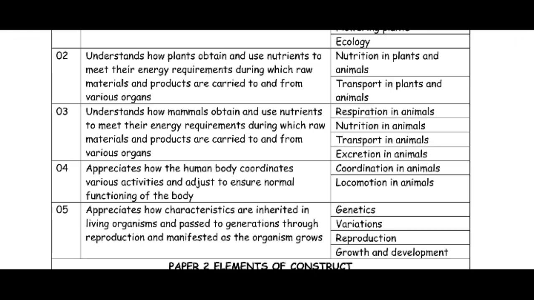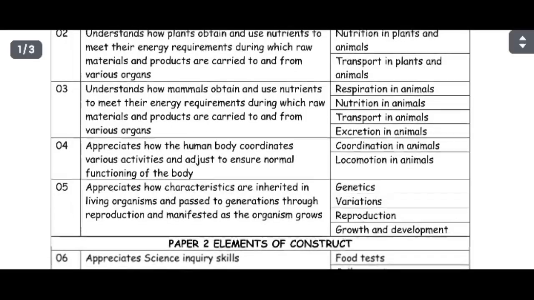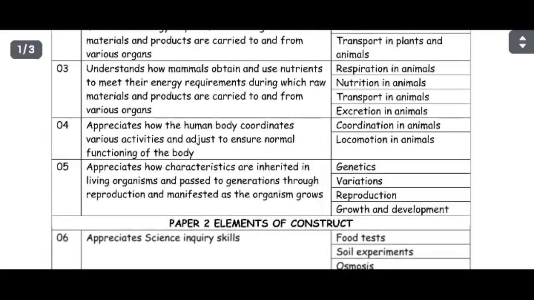A learner understands how plants obtain and use nutrients to meet their energy requirements, during which raw materials and products are carried to and from various organs. Here we look at nutrition in plants and animals and transport in plants and animals. So we go to number 3.